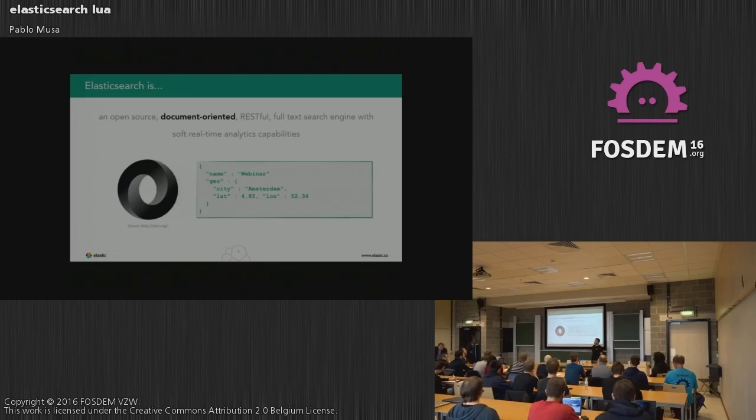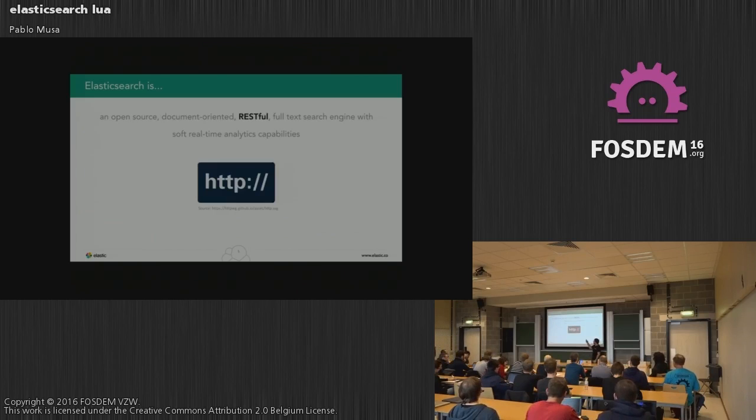Documents are described as JSON, and when you write something to Elasticsearch, you're actually writing a JSON document that you will be able to retrieve exactly as it is. It's RESTful, so everything is done over an API on HTTP requests. That's the lingua franca of the internet, and with JSON and HTTP requests, you can do almost everything. And almost all languages have some support for both.